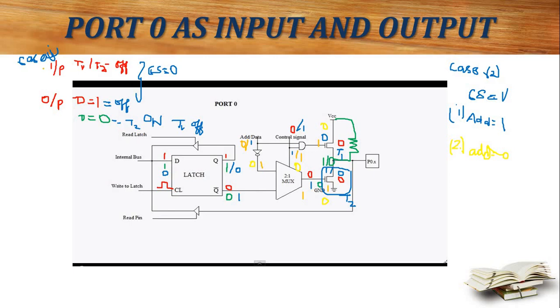First condition we have checked is when the control signal is 0, when we are operating in IO port mode. That is case 1. What is case 2? That is the control signal equal to 1. When the control signal is 1, we are going to access the address and data lines. When the control signal is 0, the mux will take the output from Q bar. When the control signal is 1, the mux will take the output from this NOT gate. This is about port 0 operation.